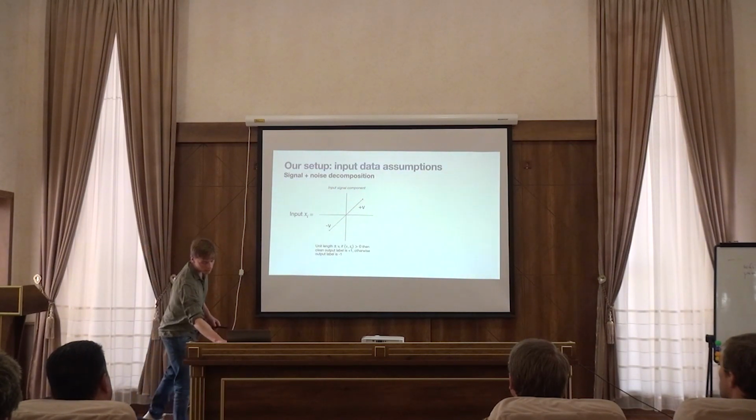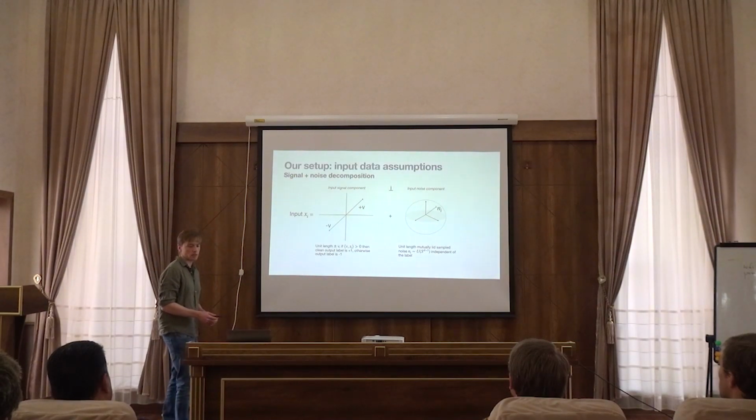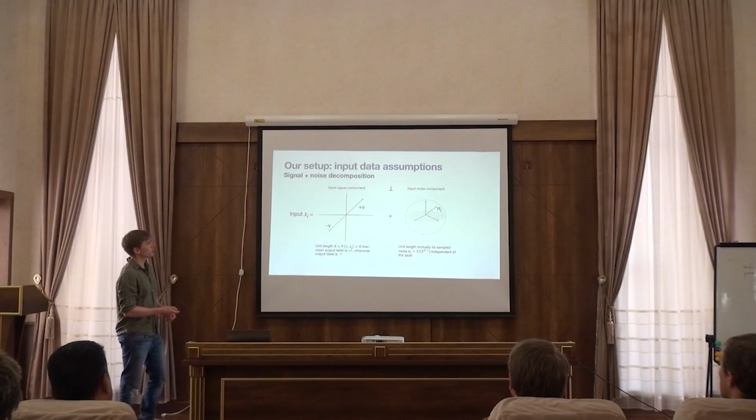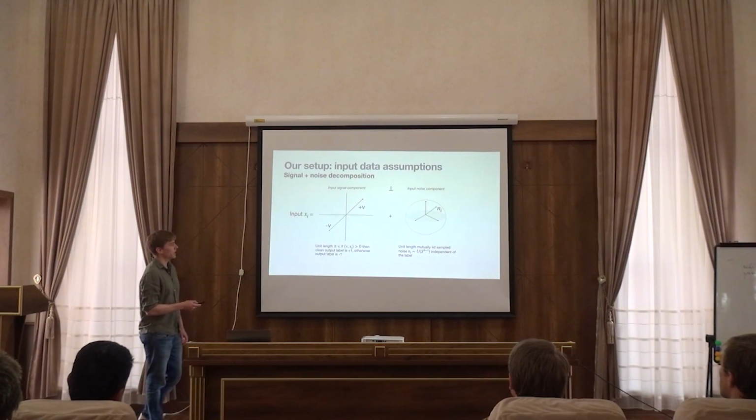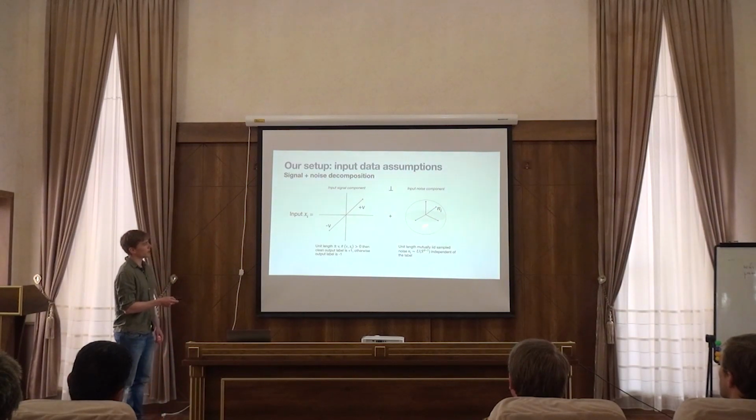And then we're going to have this other component, which is going to be the input noise component. And we're going to assume that's, just for simplicity right now, orthogonal to the input signal component. And then the idea is that this thing is going to be in some sense isotropic, and we're going to be in some high dimension D. And so these things are going to be kind of roughly orthogonal to one another as well.